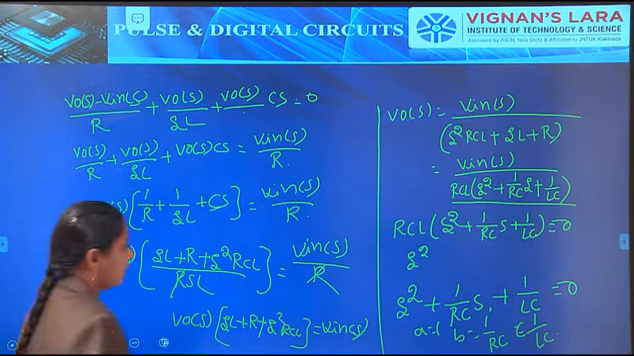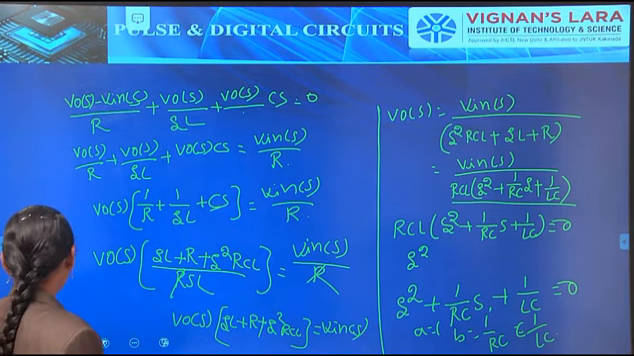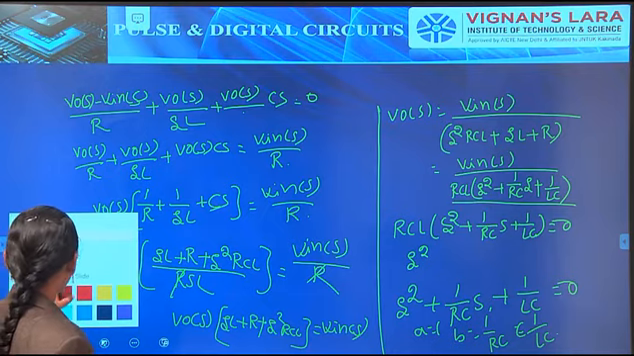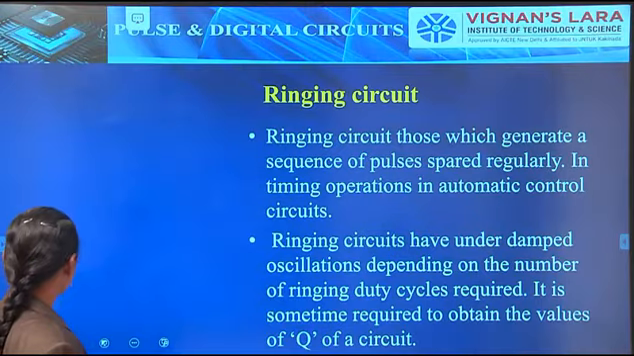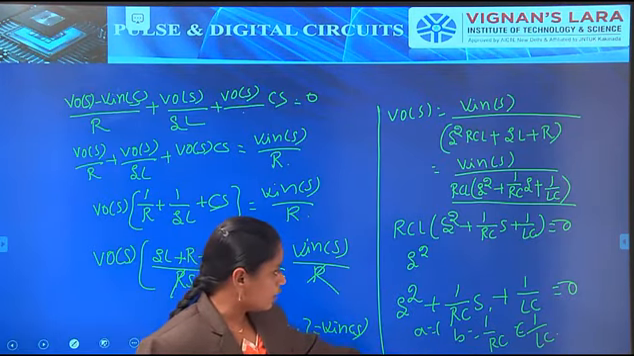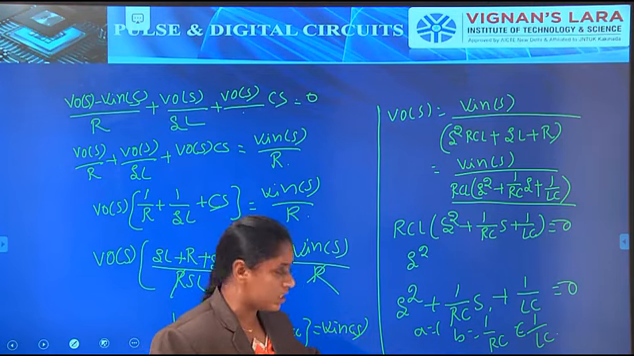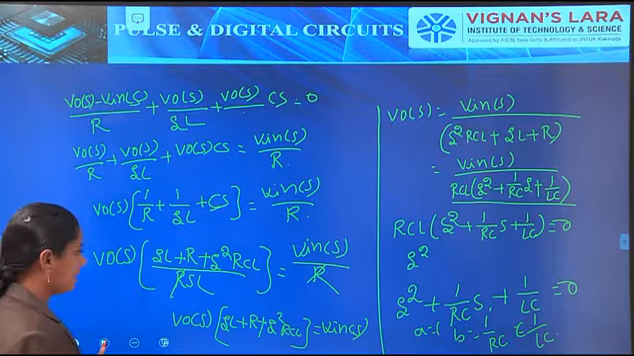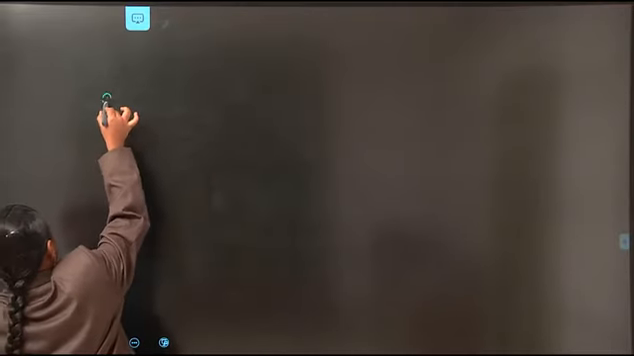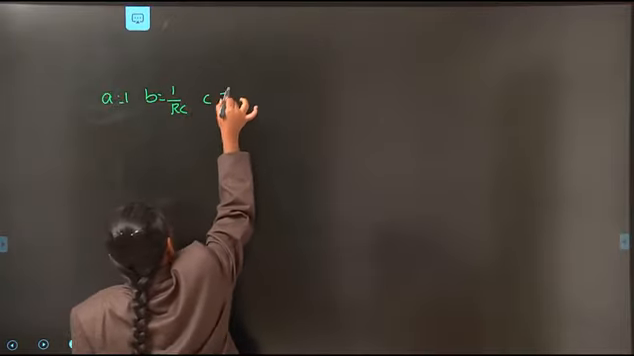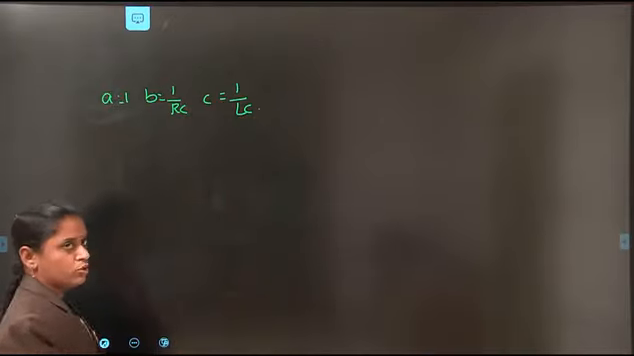So then we have to realize the output at this condition. For this we have to find out, in the previous slide, so we have to observe these things. That is, A is equal to 1, B is equal to 1 by RC and C is equal to 1 by LC. From these terms we have to substitute the values, so A becomes 1, B becomes 1 by RC and C becomes 1 by LC.